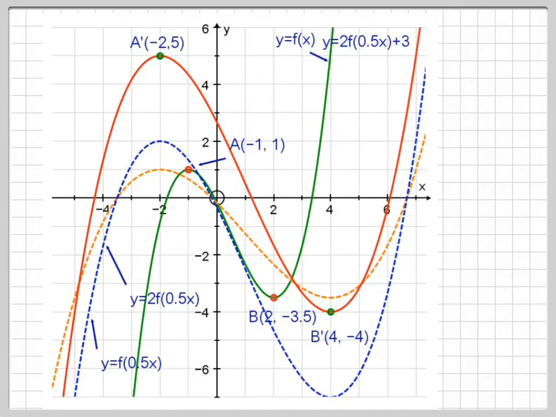Okay, it's very easy to do on Autograph by putting a function into the function box and then just writing down these things for the equation which you need to draw. Okay, again, if you need to mark on A dashed and B dashed.